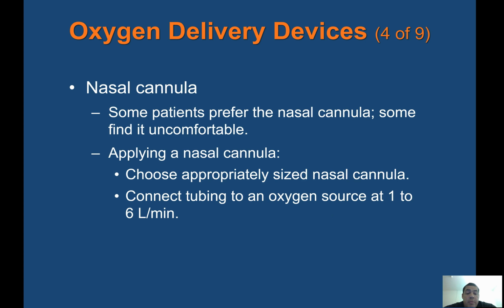Nasal cannula. Some patients prefer the nasal cannula, some find it uncomfortable. Applying a nasal cannula, choose appropriately sized. Connect tubing to an oxygen source at 1 to 6 liters a minute. I would not go higher than 4 liters on a nasal cannula. 6 liters might be a little too much. They might be getting a little too much air in their nose, and it's going to make it even more uncomfortable.